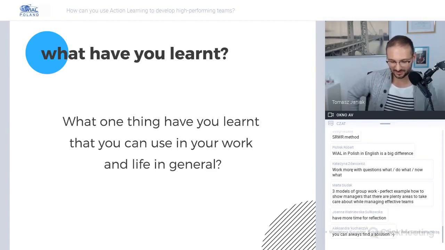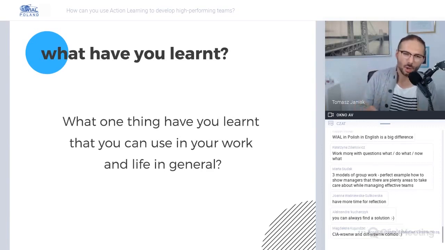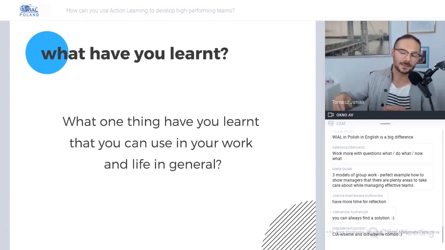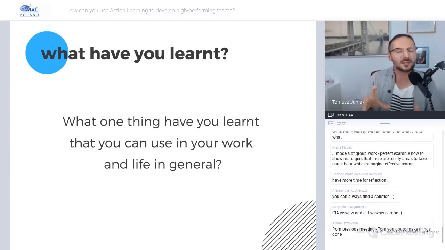You can always find a solution. Definitely. And in an action learning session, we don't always find the solution, but we always identify some actions that can bring us closer to a solution. That's what is beautiful in action learning. In the session, don't look for final solutions. Always seek actions that may bring you to the final solution.